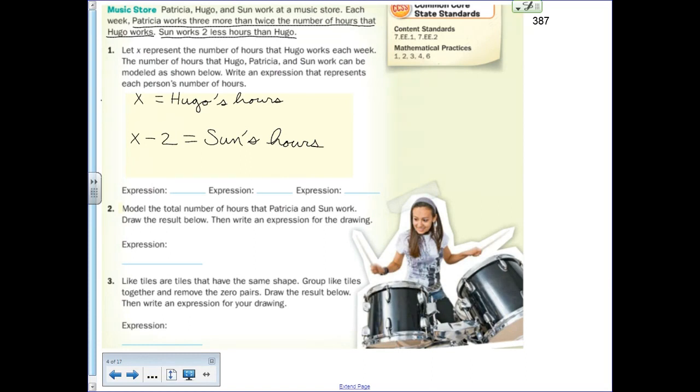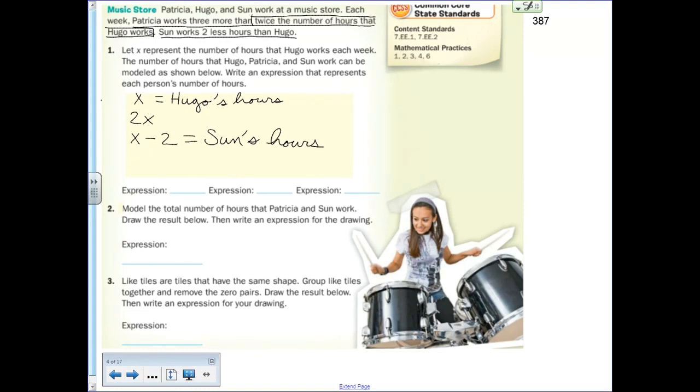Then let's go back to Patricia. Patricia works 3 more than twice the number of hours that Hugo works. Let's work that sentence backwards and go to this part first. Twice the number of hours that Hugo works. How can I show twice the number of hours that Hugo works? 2 times X, because X is what Hugo works. 2 times that would be twice that amount.